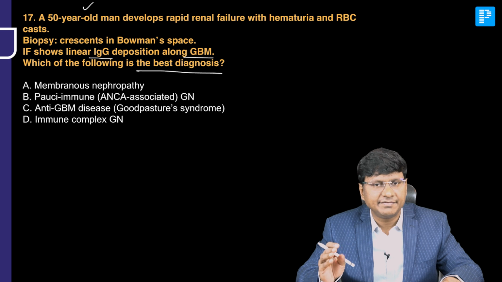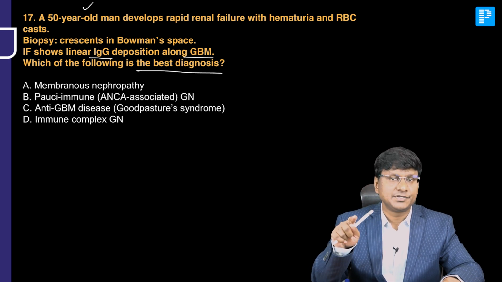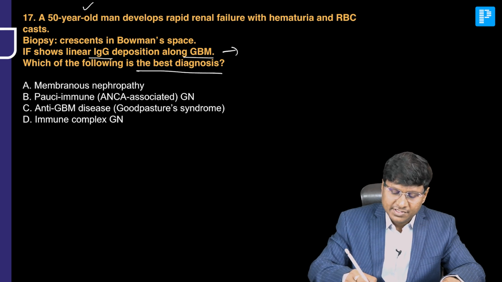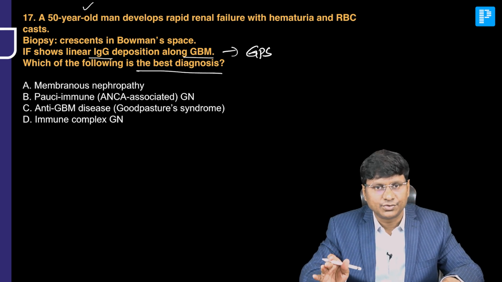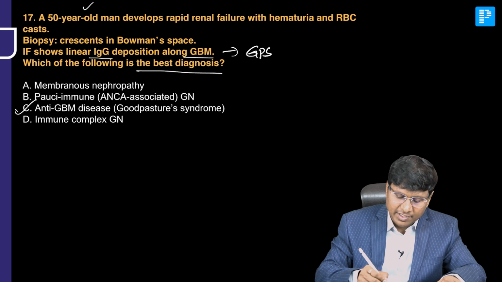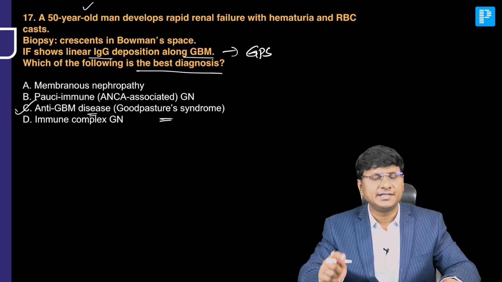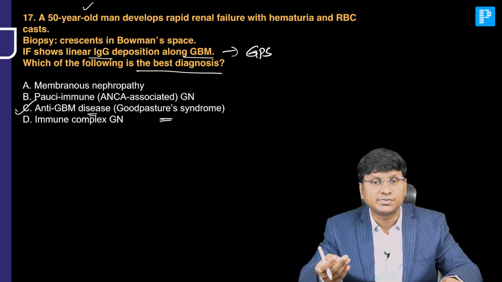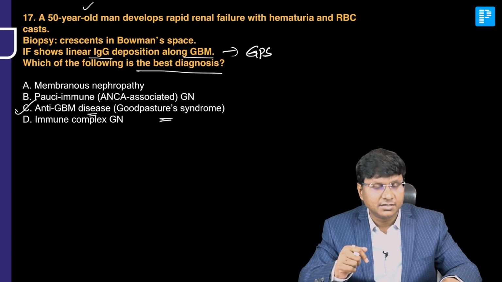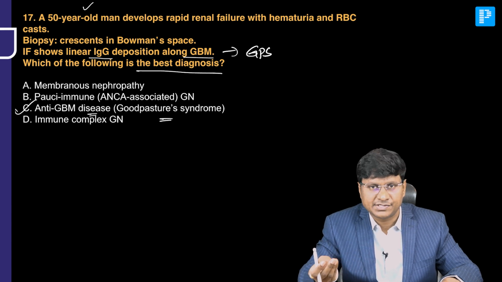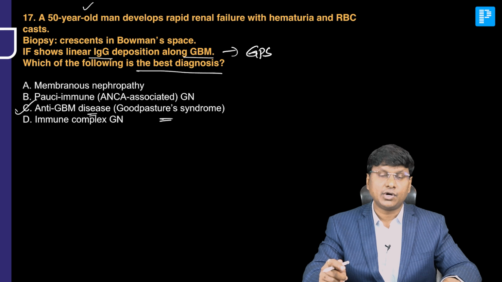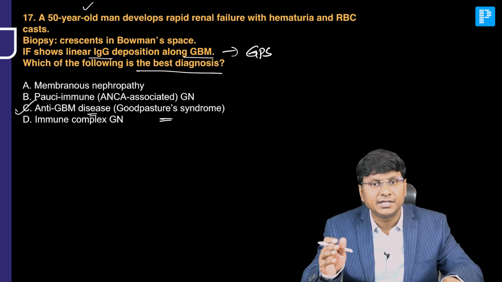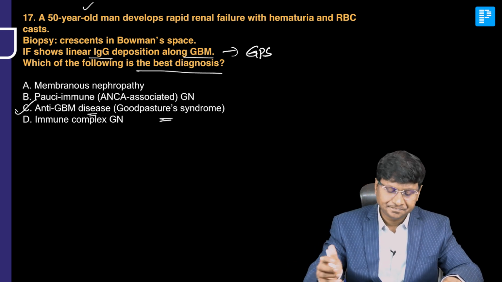So this individual has rapid renal failure, hematuria and RBC casts, and there is linear IgG deposition along the glomerular basement membrane. So this is suggestive of Goodpasture syndrome. It is anti-glomerular basement membrane disease, that is Goodpasture syndrome, and these patients will have antibody formation against the glomerular basement membrane and alveolar basement membrane. That is why they present with hematuria as well as hemoptysis. These patients have to undergo plasmapheresis initially. Following that, they will require corticosteroids as well as azathioprine to prevent new antibody formation.